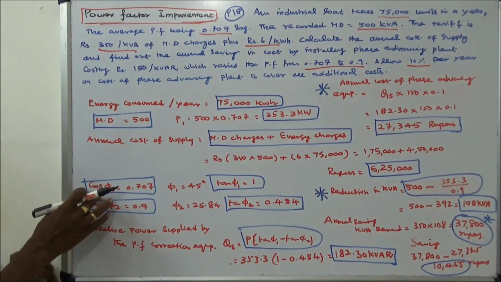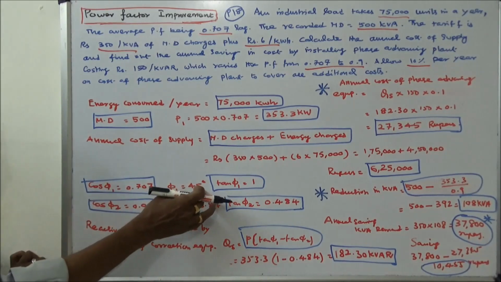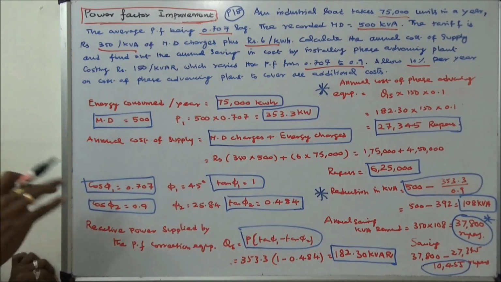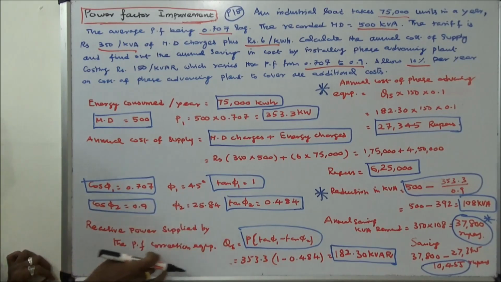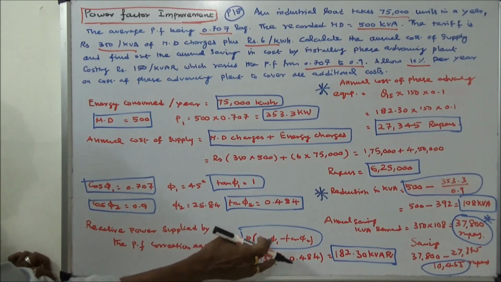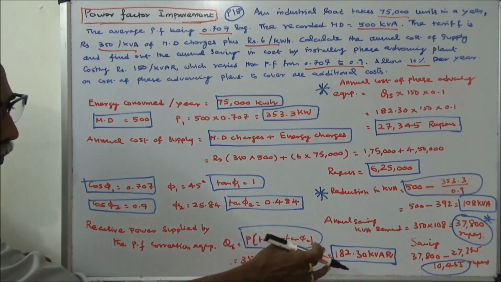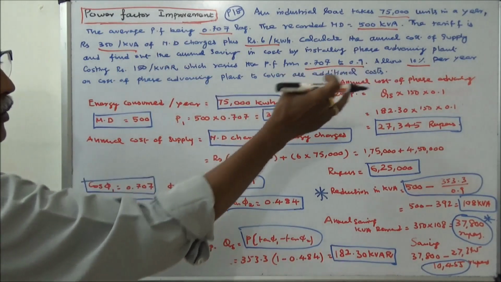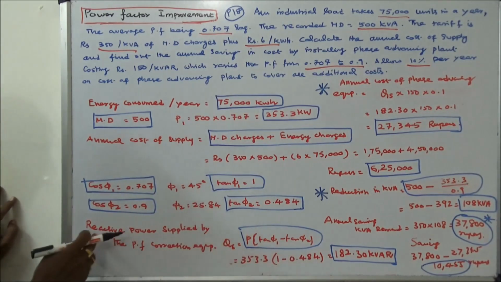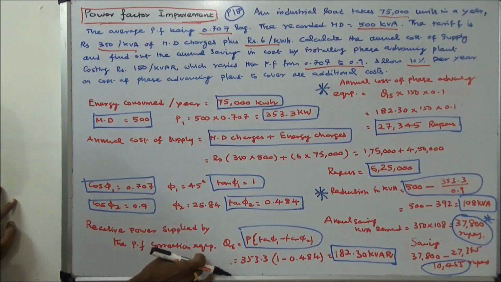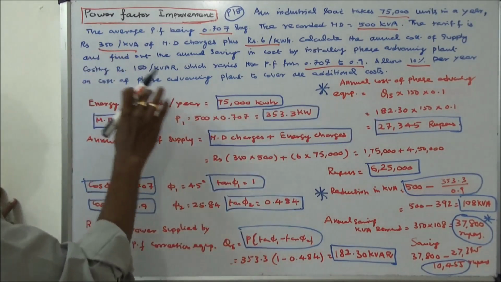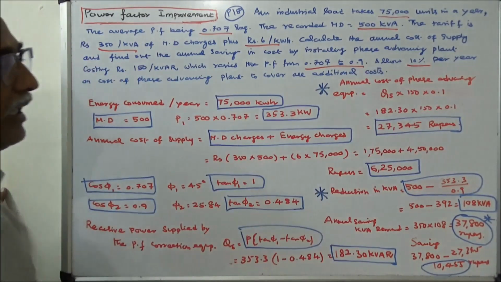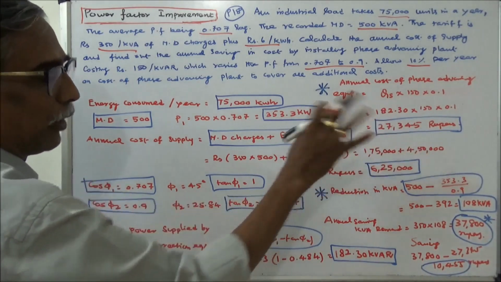Cos phi 1 is given 0.707, tan phi 1 is equal to 1, cos phi 2 is equal to 0.9, tan phi 2 is equal to 0.484. Now we can calculate reactive power supplied by the power factor correction equipment. QS is equal to P into (tan phi 1 minus tan phi 2), that is equal to 182.30 kilovolt ampere reactive. Now we can calculate annual cost of phase advancing equipment, that is QS into the charge, 150 rupees per kilovolt ampere reactive, into 0.1, 10%, that is equal to 27,345 rupees.